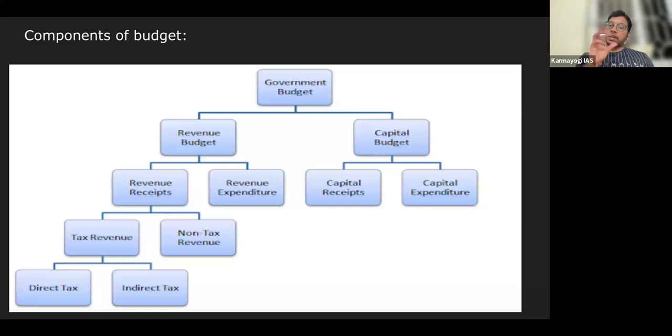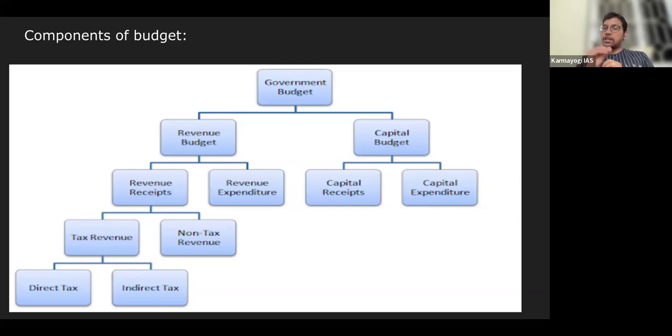And within receipts we have revenue receipts, which are one-time payments, whatever the government will get in a one-time manner, like tax revenue, non-tax revenue, which no need to pay back. Those are called the revenue receipts. So receipts is a bigger circle. Within that, revenue receipts is a small part, which no need to pay back. And there are also capital receipts within receipts.